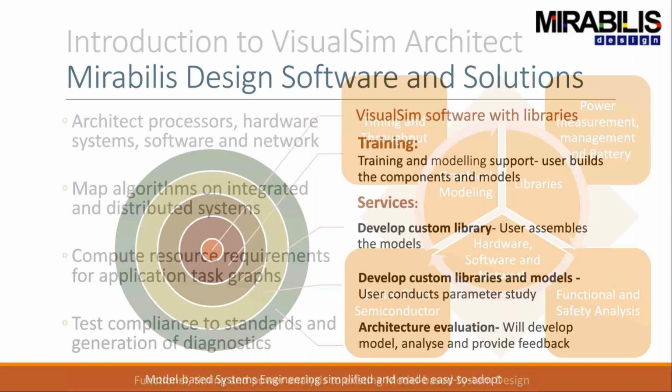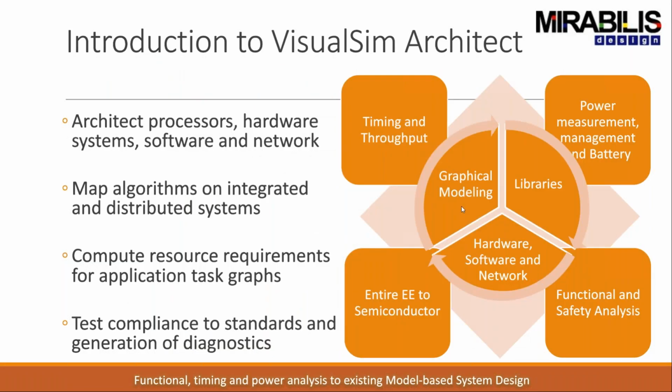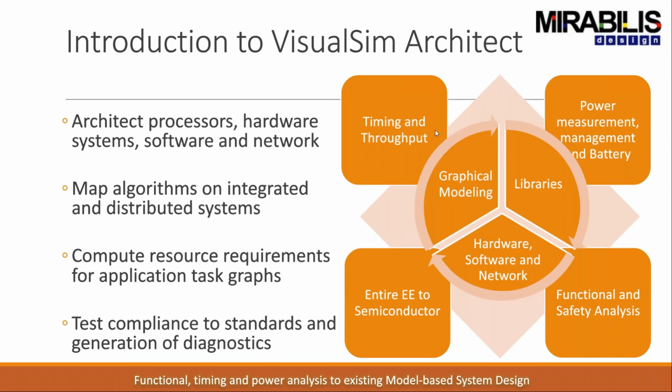The general core idea of Visualsim is a library, then graphical modeling, then hardware, software, and networks. These are the core ideas of the model. It is integrated with timing and throughput, then power management and battery, then semiconductor. So we bring together all these performance metrics and explorations, which leads to the whole solution of Visualsim.